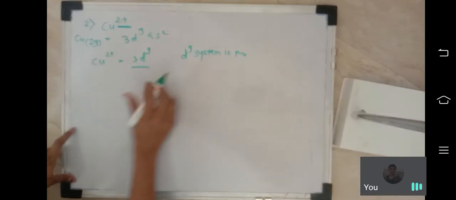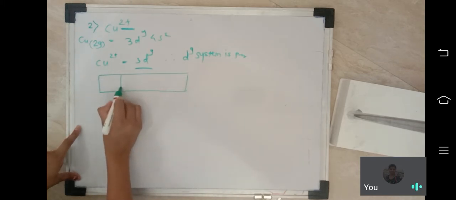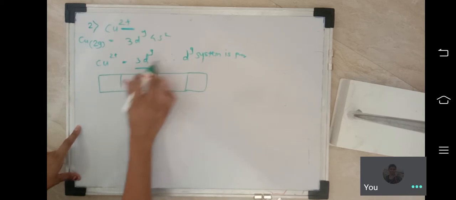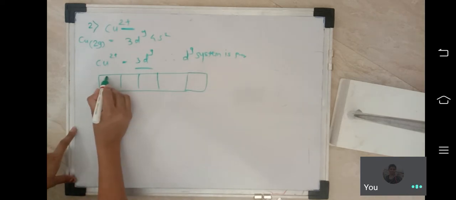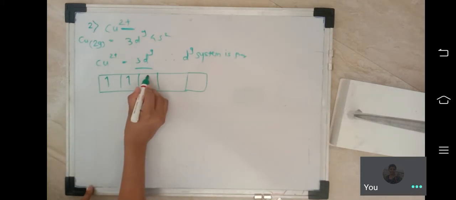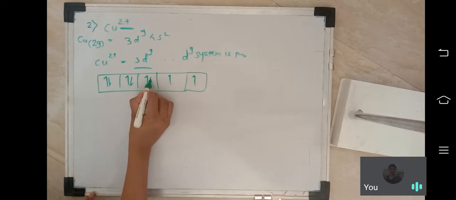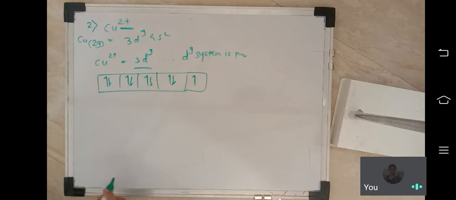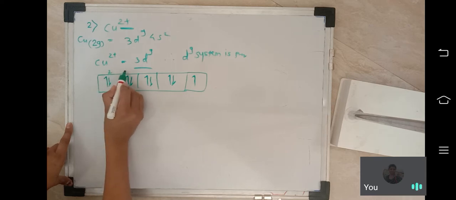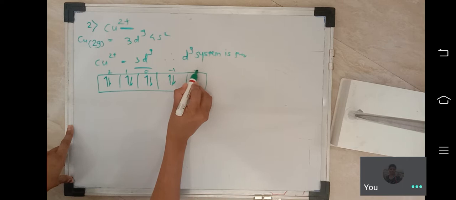Then the d orbital system: how many sub-orbitals are present? Five. Here 9 electrons are present, so first you fill the electrons singly: 1, 2, 3, 4, 5, and then 6, 7, 8 and 9. Then you write the values of l: 2, 1, 0, -1 and -2.